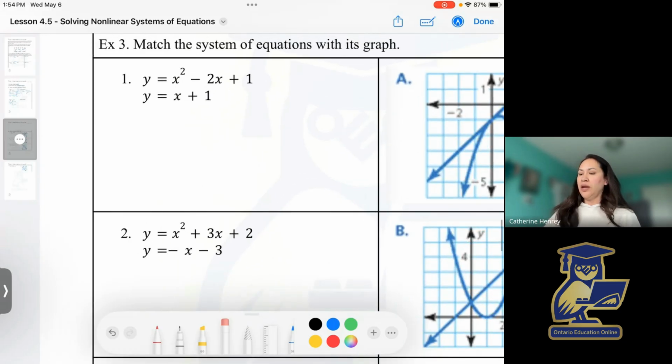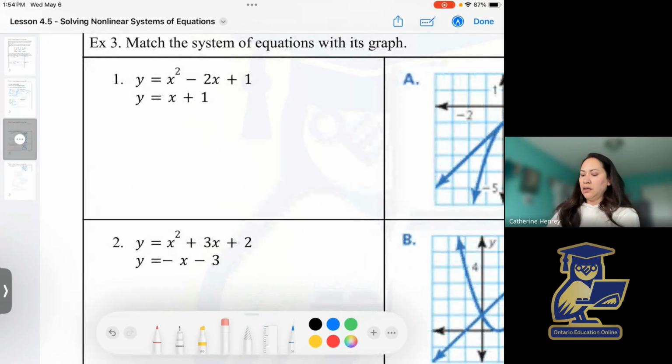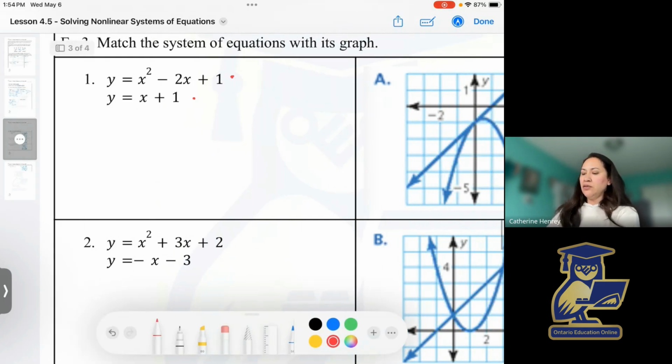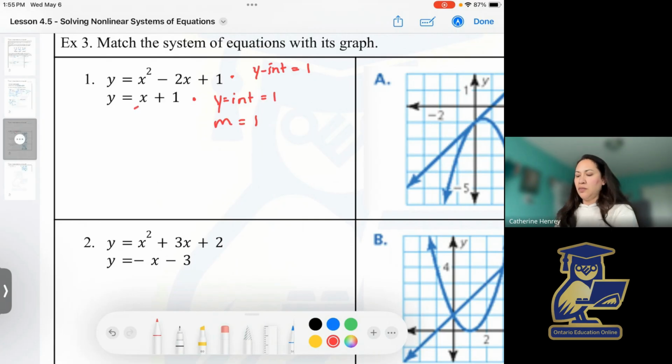In system number one, we have one quadratic function here and one linear function here. The quadratic is in standard form and the linear is in slope-intercept form. So the pieces of information that we can get from standard form of the quadratic is that its y-intercept here is equal to 1. Now, for our linear function, the y-intercept is also 1. And in this case, the slope is 1, which is the coefficient in front of the x.